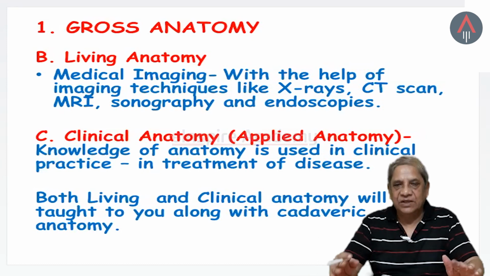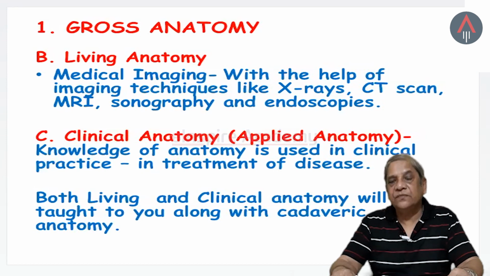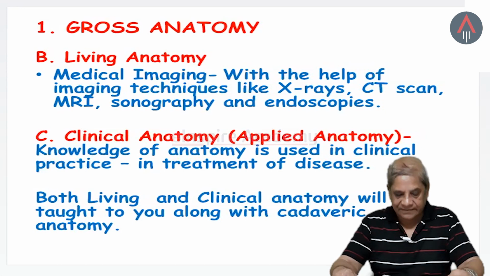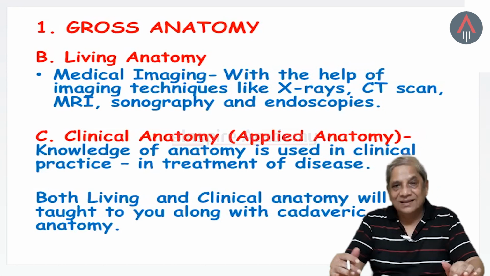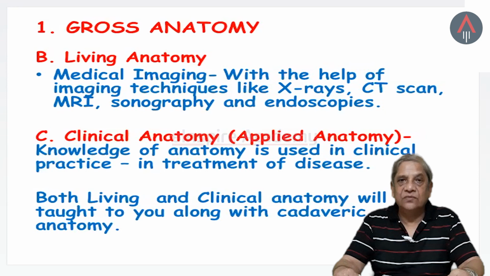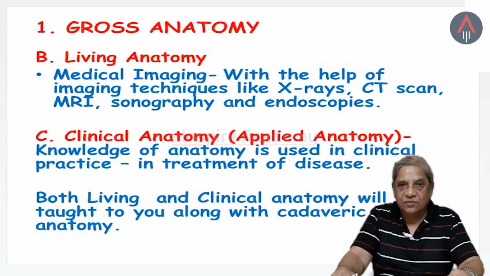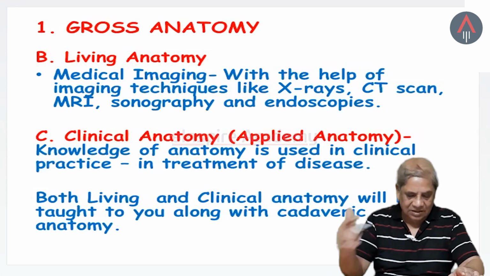For example, they may tell you the coronary arteries, the branches of coronary arteries, and at the same time they will also teach you what happens when these coronary arteries are blocked. That means how a heart attack, in a layman's term, ultimately occurs. That thing will be taken. They may also tell you, while teaching you the heart, what happens when the heart valves are defective. So this is the applied anatomy.